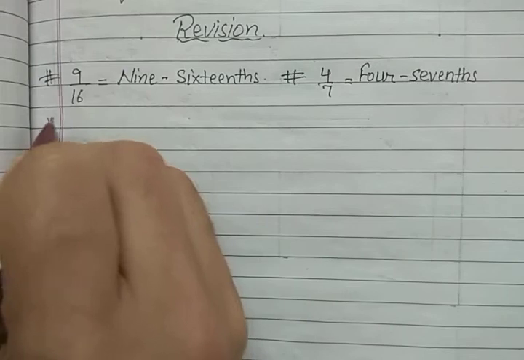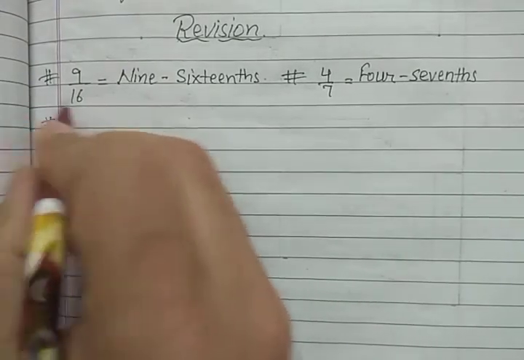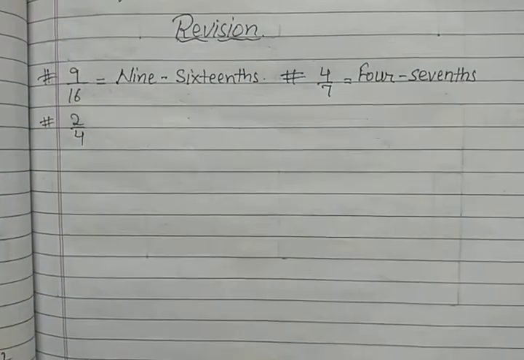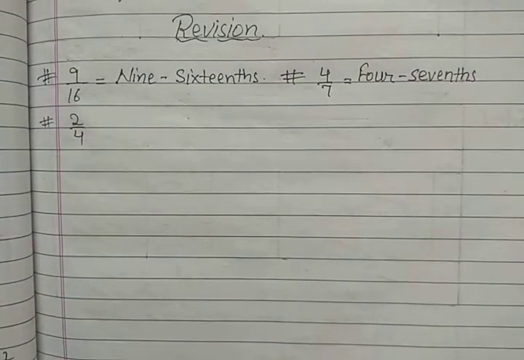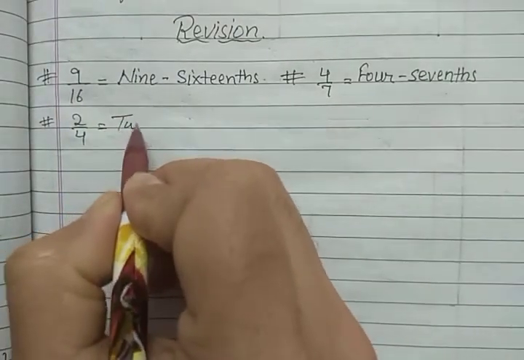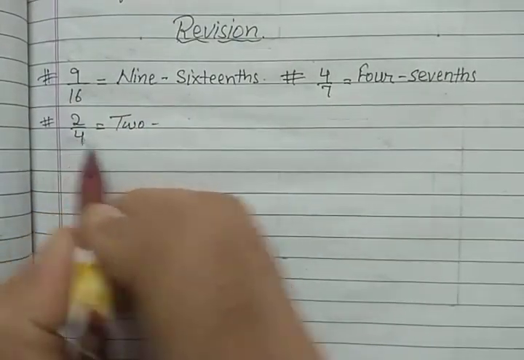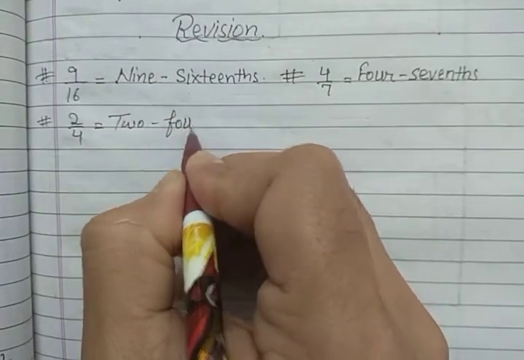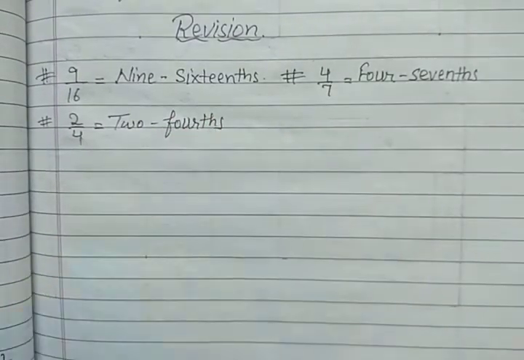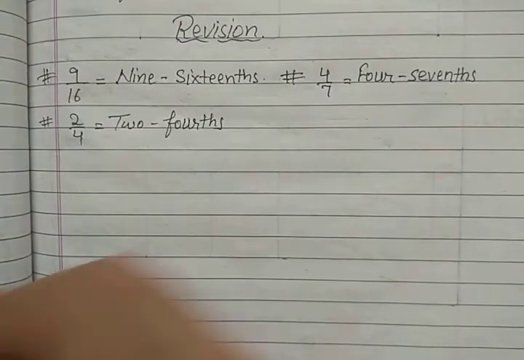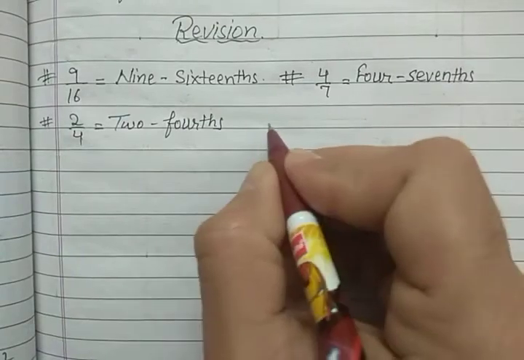Let us take some more examples. How can we write this fraction in words? So upper number is 2, so write 2, and the lower number is fourths, 2 fourths, right? 2 fourths. Now let us take more example.